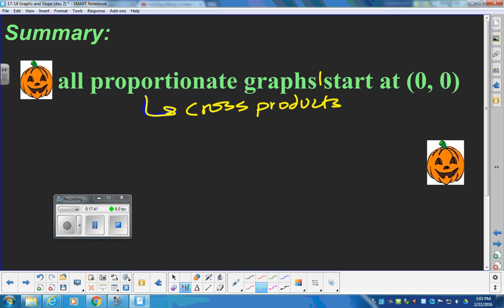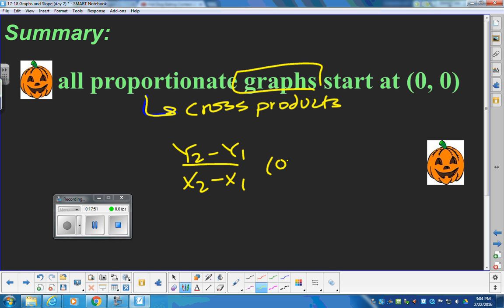Okay, so that's our graph work. If it starts at 0, 0, you can take cross products to get information. Remember, to get the slope, we can go y2 minus y1 divided by x2 minus x1, or you can do rise over run. Sometimes rise over run on graphs is a little bit tricky, especially if the scales are off a little bit. Your homework for tonight is to do page 18.